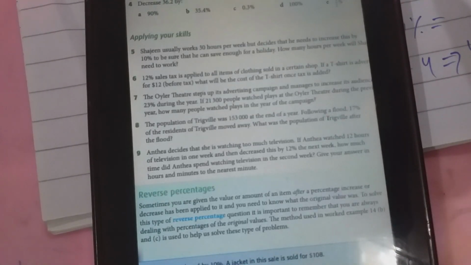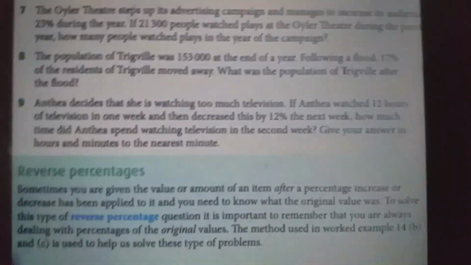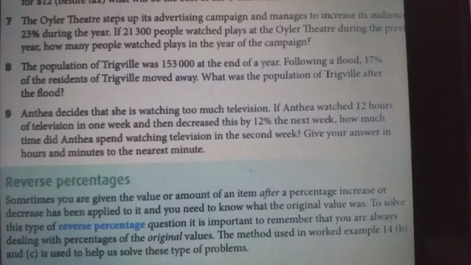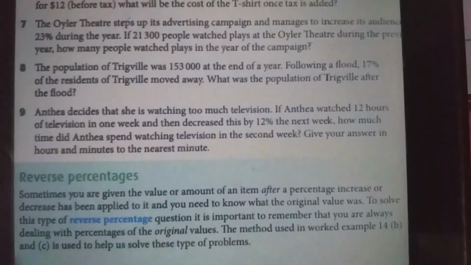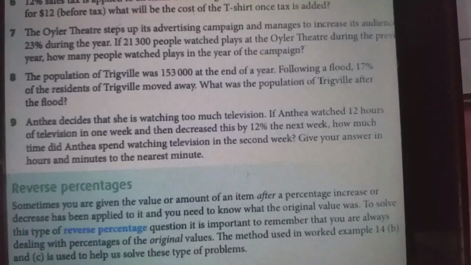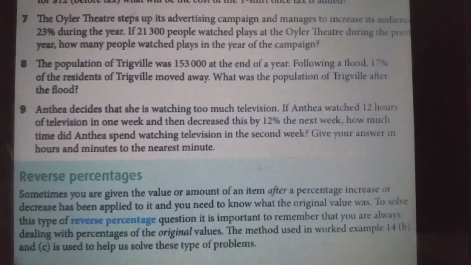The same case is in question 9 as well. In question 9 they are saying that Anthea decides that she is watching too much television. If Anthea watched 12 hours of television in 1 week and then decreased this by 12% the next week, how much time did Anthea spend watching television in the second week? Give your answer in hours and minutes to the nearest minute. So let's solve this question now.